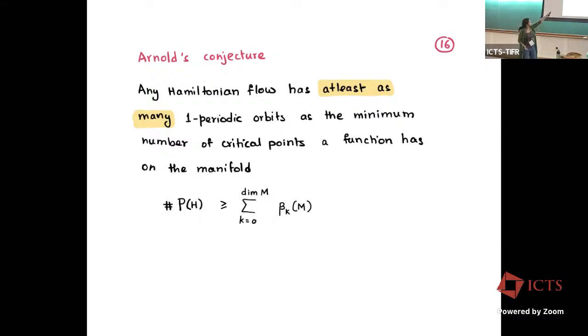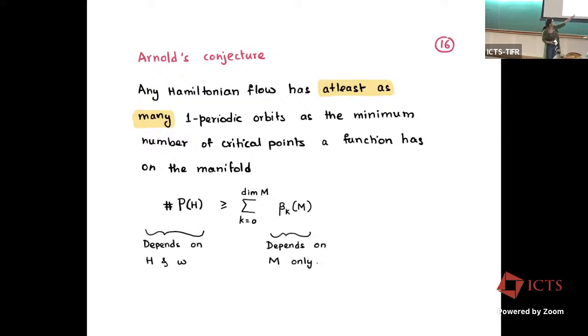So let's write it. The number of periodic orbits, that's P of H, is greater than or equal to, and this is the more refined version, a sum of some numbers called the Betti numbers. This is the more refined version that people have been working on. The only thing I want you to know about these Betti numbers is that they only depend on M, not on the omega form I'm putting on it, not on the function H. So that lower bound surprisingly only depends on the manifold. But this side clearly depends on H and also the omega.